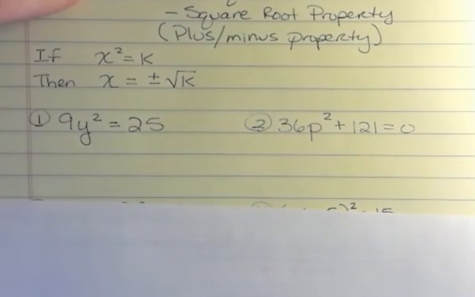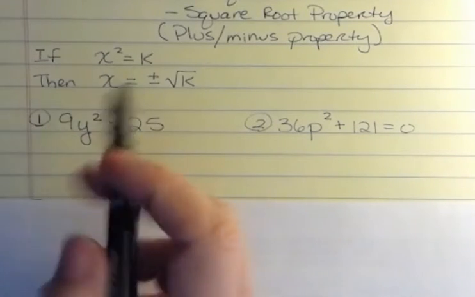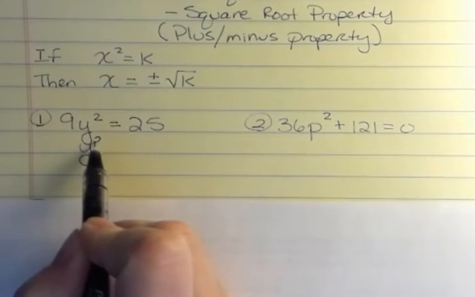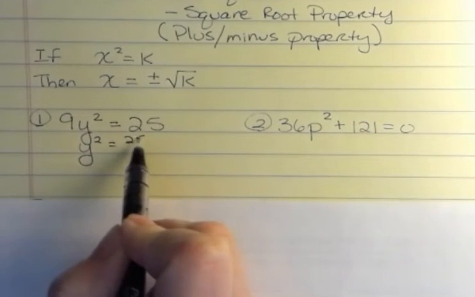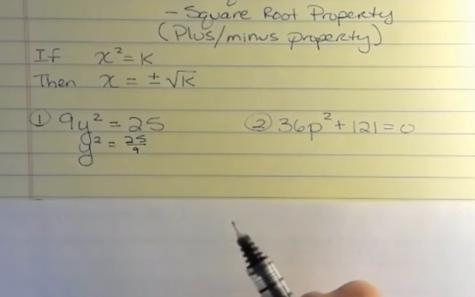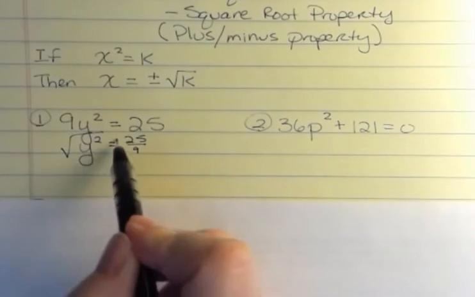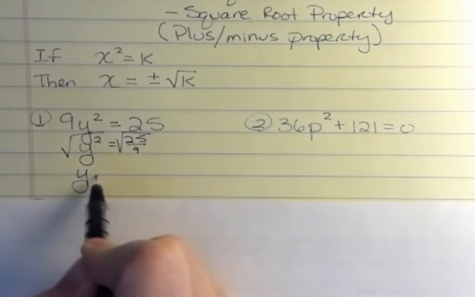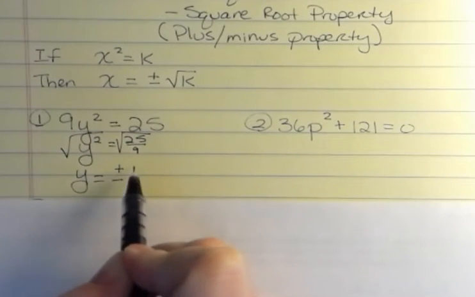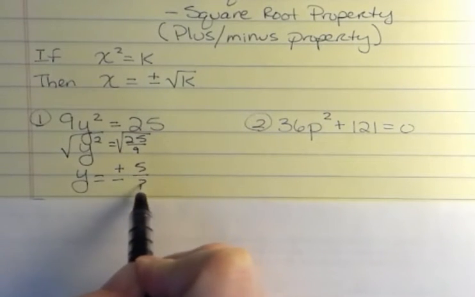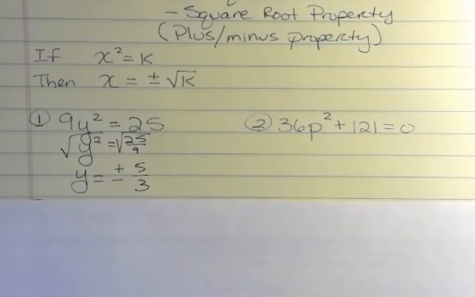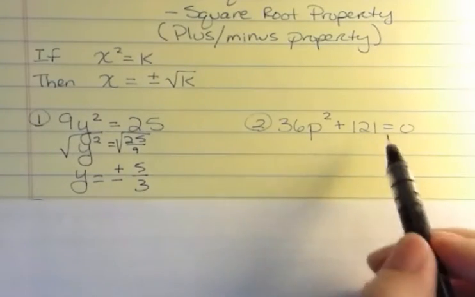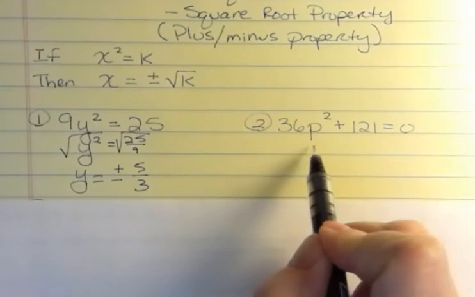9y squared equals 25. Well, first I want to get the y squared by itself, so I divide both sides by 9, and I get 25 ninths. And then I take the square root of both sides. That gives me y equals plus or minus square root of 5/3. So I get two solutions. I don't always get the plus and the minus of the same number, as we'll see, but in this case I do.